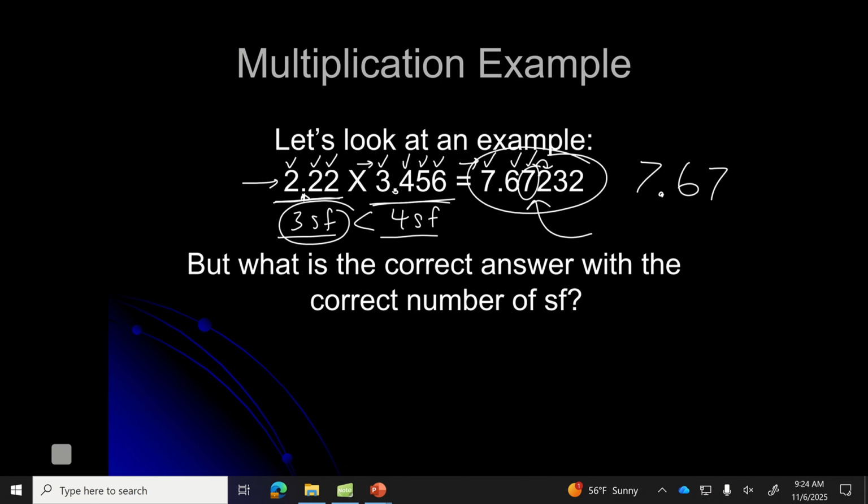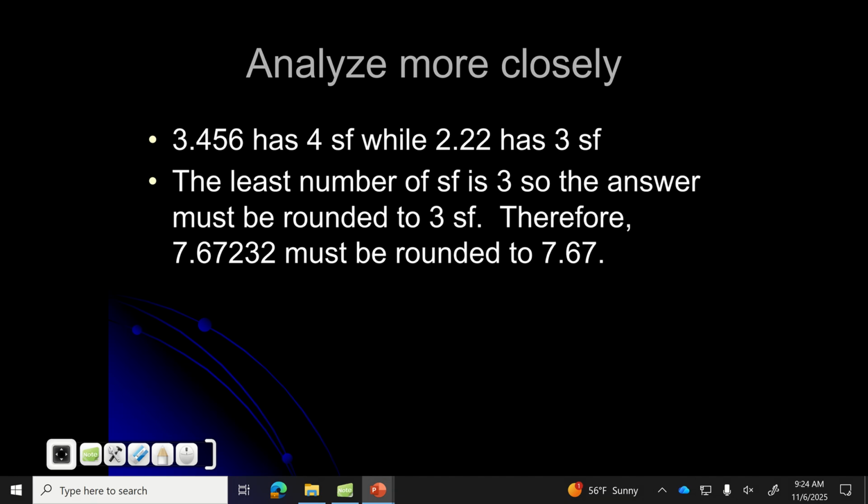All right, so I chose the number with less sig figs. That's what I'm rounding my final answer to, is 3 digits. I keep the first couple of sig figs in this number, and then I determine whether I round up or keep the number the same for the last digit. All right, and that's what this says.